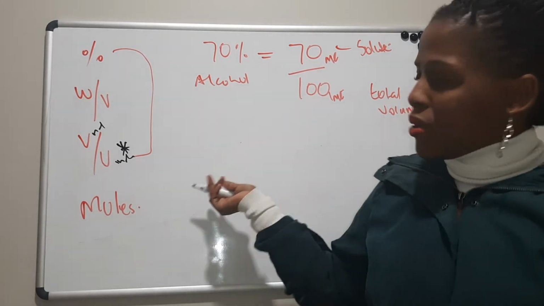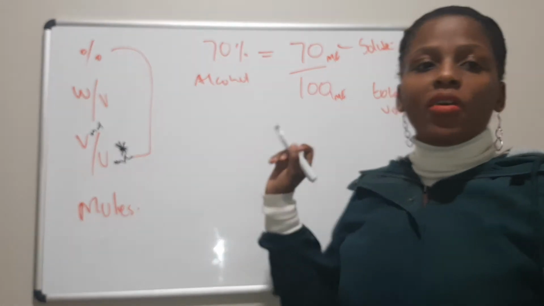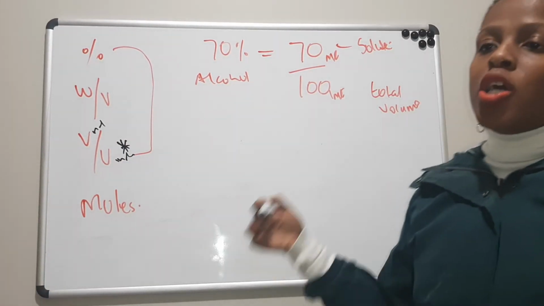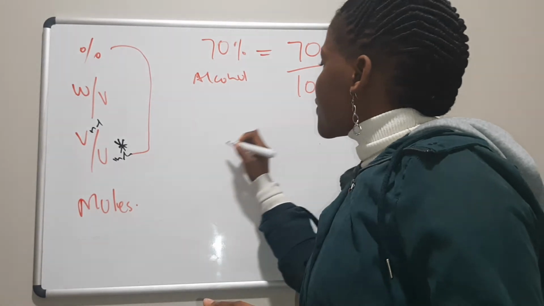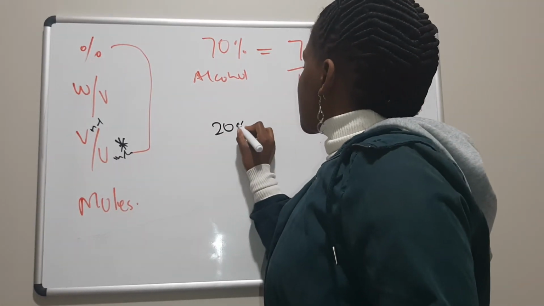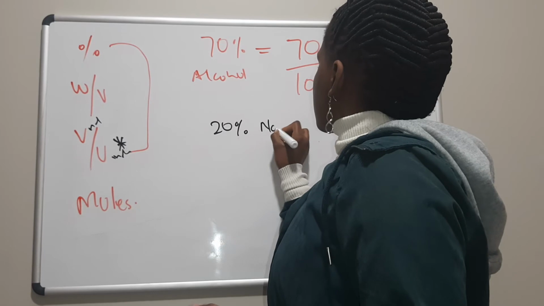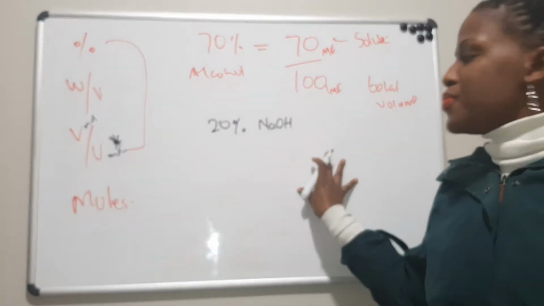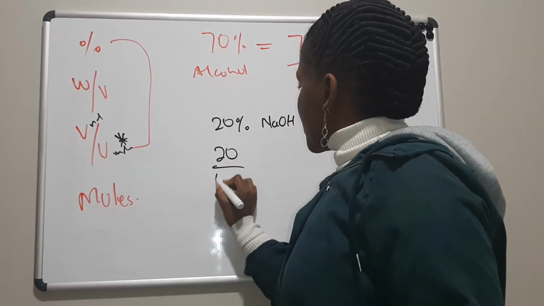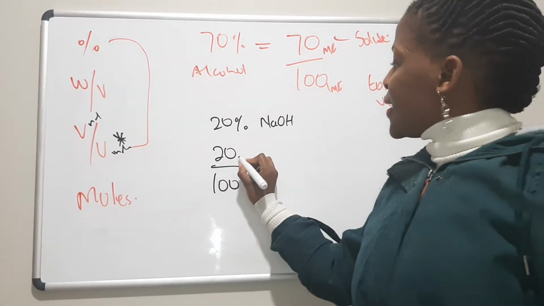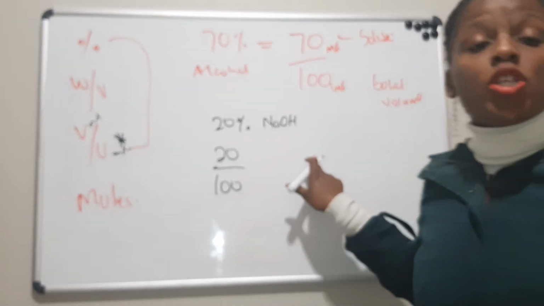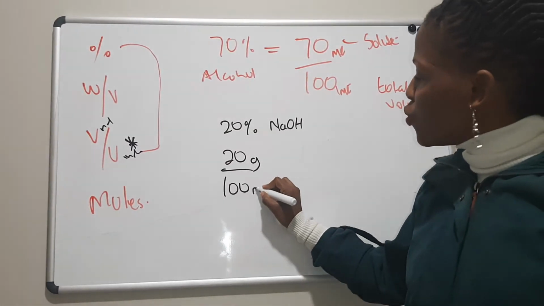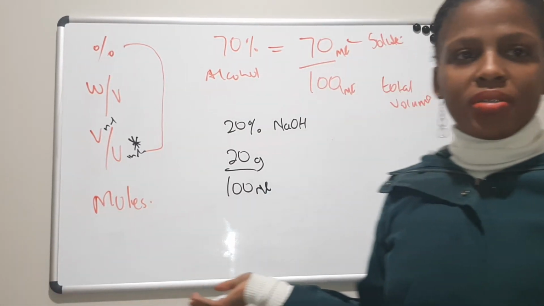Again, when we talk about weight over volume, it's when you are mixing a solid with a liquid. So let's say we're talking about a 20% sodium hydroxide solution. So basically, what does this mean? It means 20 over 100, if you remember. Then, because sodium hydroxide is a solid, your 20 will be in grams and your total volume will be in mils, because we are talking about a solution at the end of the day.